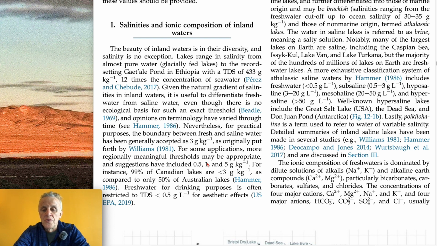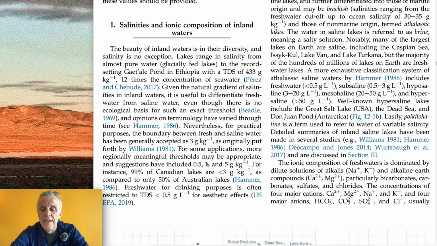But the majority of the hundreds of millions of lakes on Earth are freshwater lakes. A more exhaustive classification system of athalassic saline waters includes freshwater less than 0.5 grams per liter, subsaline between 0.5 and 3 grams per liter, hyposaline between 3 and 20 grams per liter, mesosaline between 20 and 50 grams per liter, and hypersaline greater than 50 grams. Well-known hyposaline lakes include the Great Salt Lake, the Dead Sea, and Don Juan Pond in Antarctica.